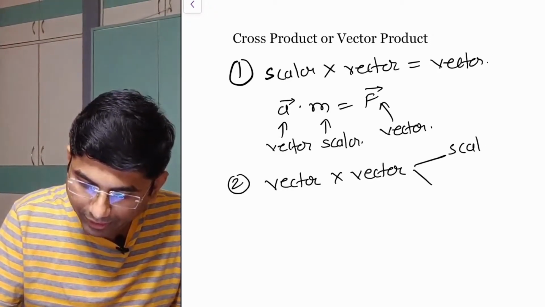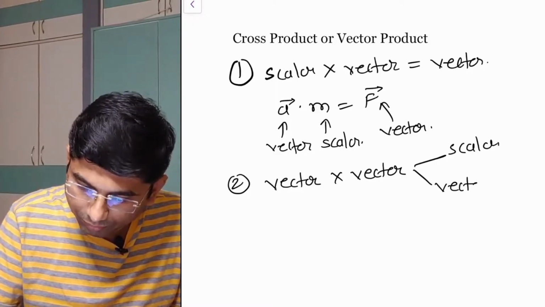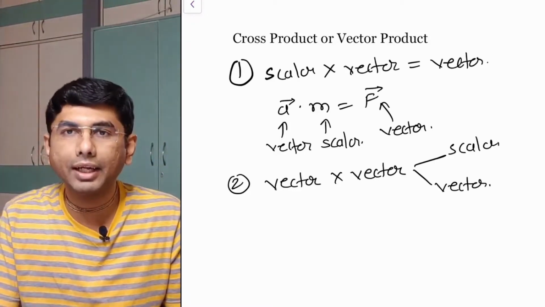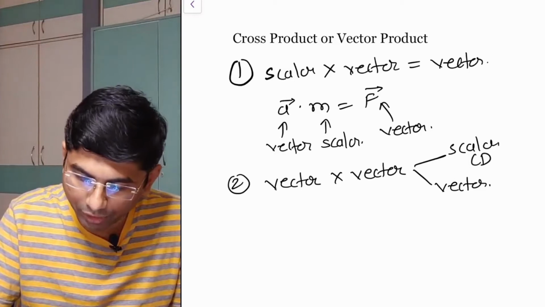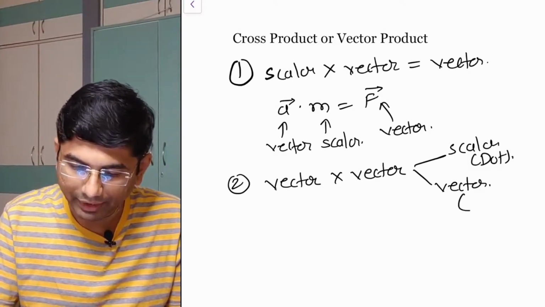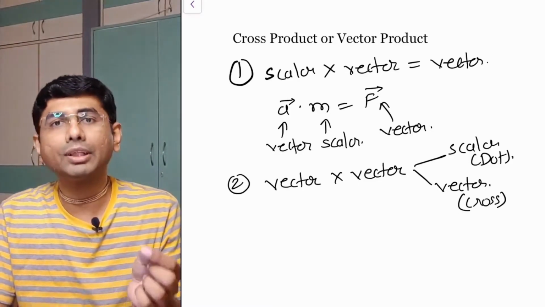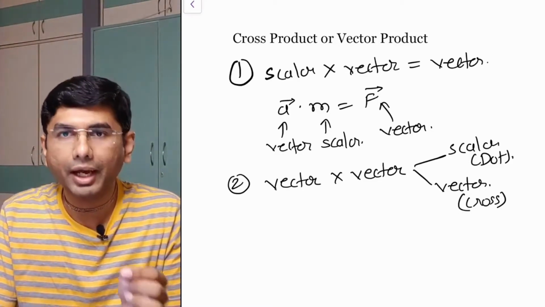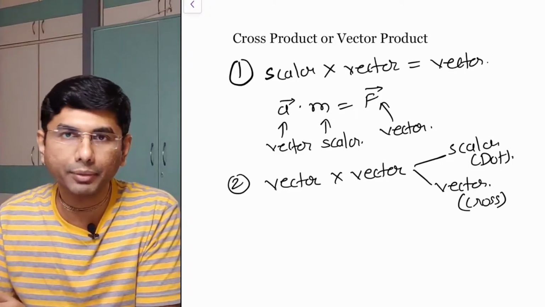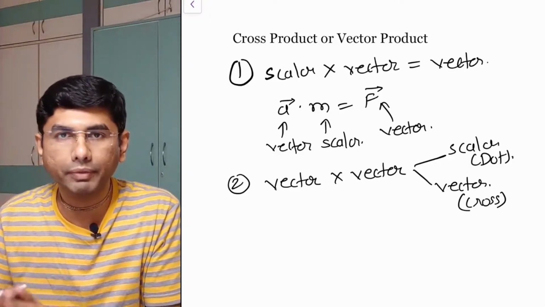But now the question comes: whenever we multiply two vectors, the answer can be of two kinds, a scalar or a vector. Whenever we get the answer as a scalar, that is called the dot product. Whenever we get the answer as a vector, that is called the cross product. Because the answer comes as a vector, that product is known as the vector product.